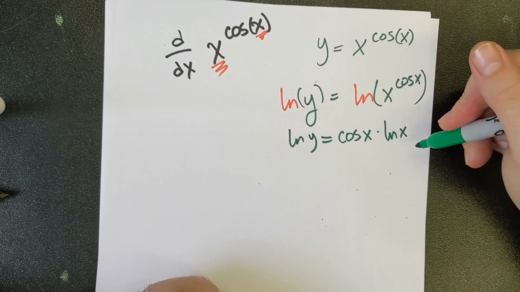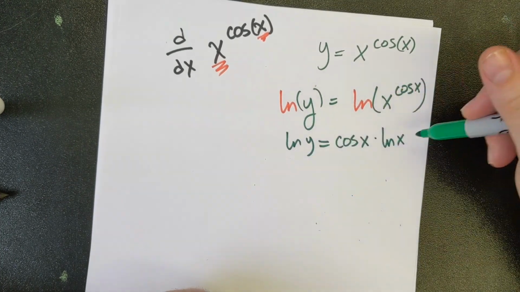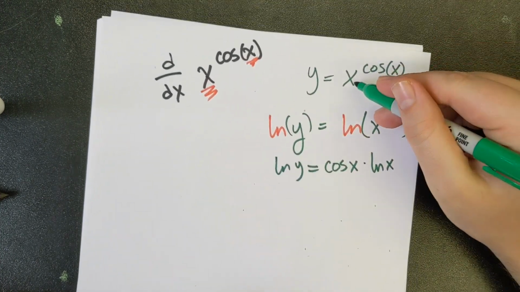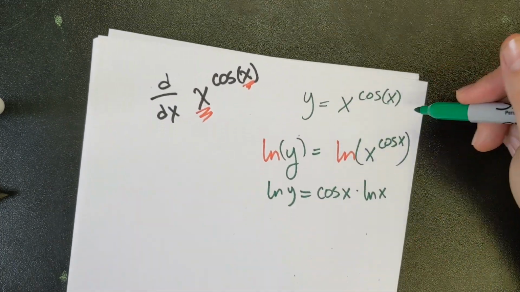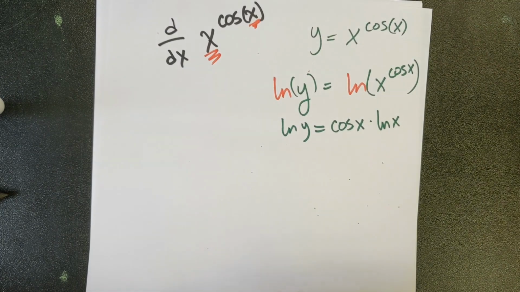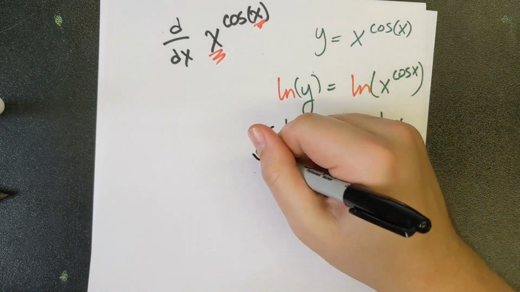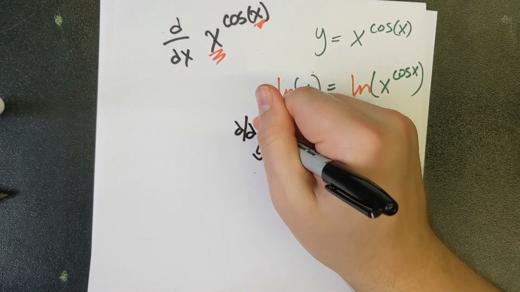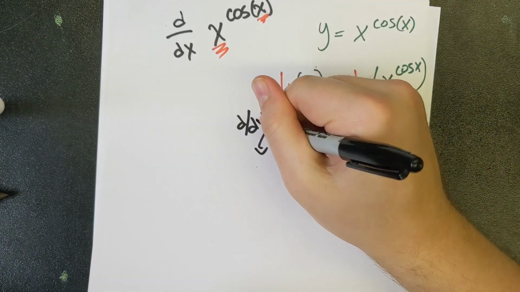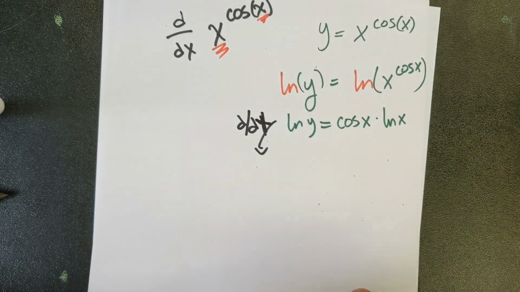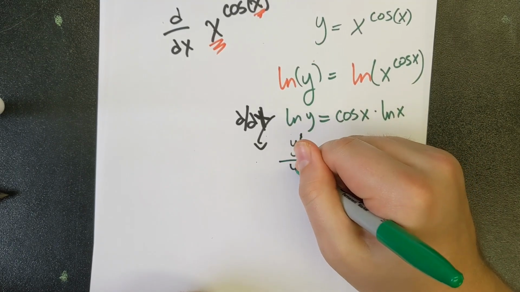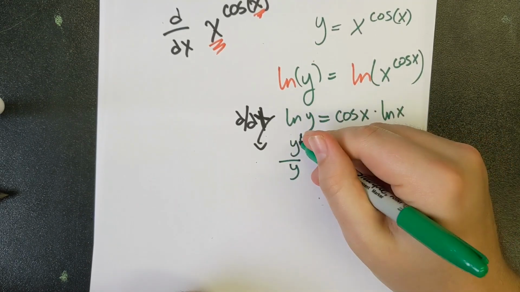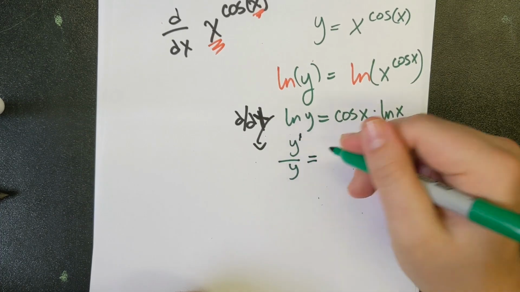Now that we've made it simpler, I mean, it's more complicated because natural logs are involved, but it's simpler because it's no longer an x to an x. It's just a multiplication instead of a power. Then you take the derivative. So now we come through and we say, okay, what is the derivative? d/dx. And so we say the derivative of natural log of y is y prime over y. And it's 1 over y times its derivative. So y prime over y.